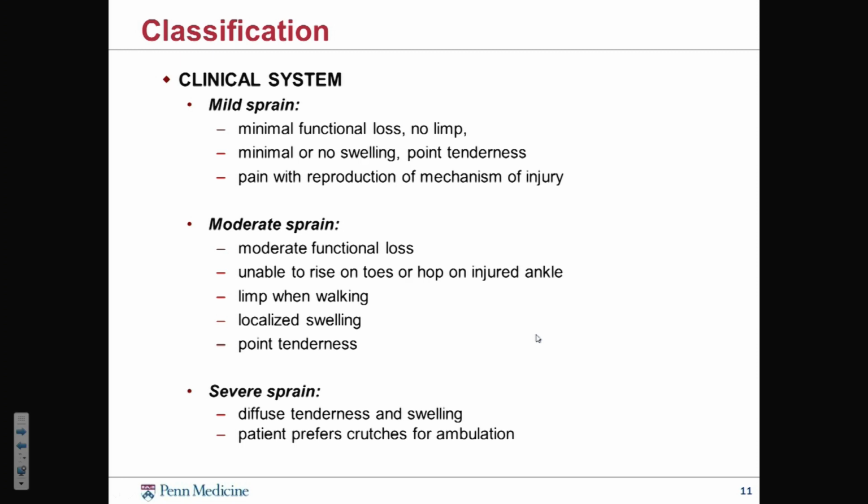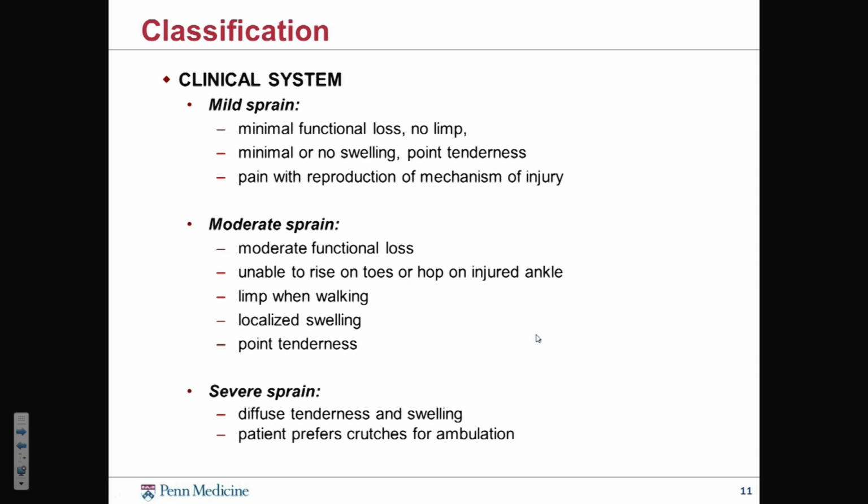The moderate sprains are the more severe ones. These are the ones that may drive people to the emergency department. They'll have moderate functional loss. They may be unable to push off on this foot. They'll limp when they walk. They'll have a lot of swelling in that localized area and point tenderness. They can still get around and weight bear for the most part.